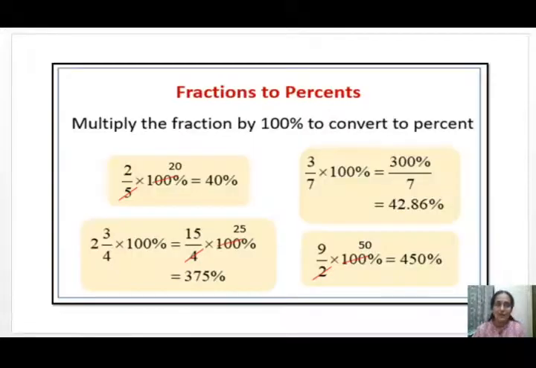We will see how to convert fraction to percent first. We will learn how to convert fractions to percent. Suppose the fraction is given as 2 by 5.